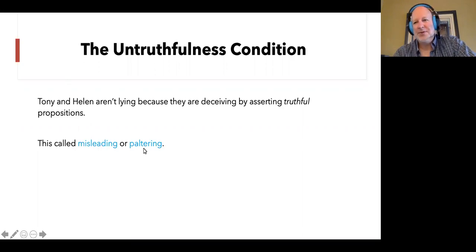It's also called paltering. This is kind of a technical term. You don't see it used that often, but occasionally you run into it. So if you see a philosopher within the context of this kind of discussion talking about misleading or paltering, they're talking about these cases that don't involve lying, even though they involve deception, like the Tony case and the Helen case.